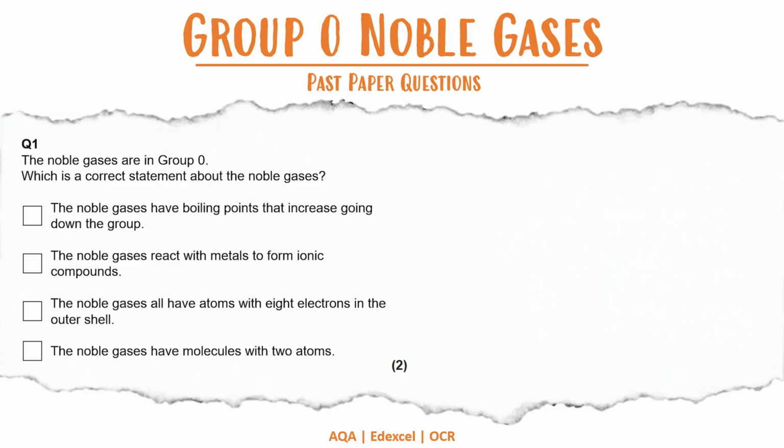Let's see how we've done. Here's the answer to the question. As we've stated before, noble gases have an increasing boiling point as we go down the group due to the increase in the intermolecular forces between the atoms.